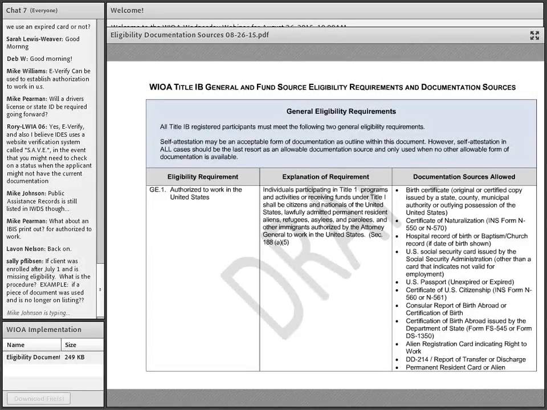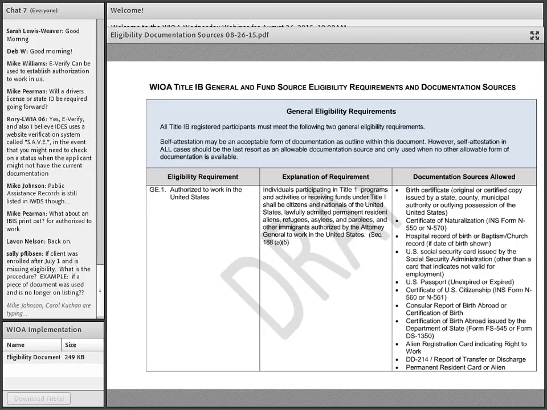As far as Sally's comments, if you identified someone eligible based on the earlier WIOA policy 12 and the documentation sources there, and those maybe aren't there today, well, then that was in the past.